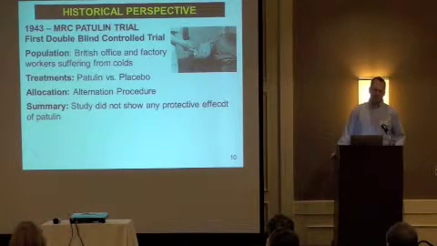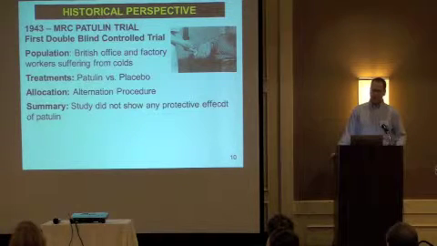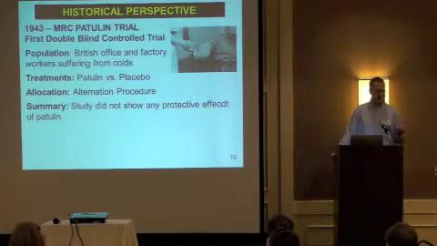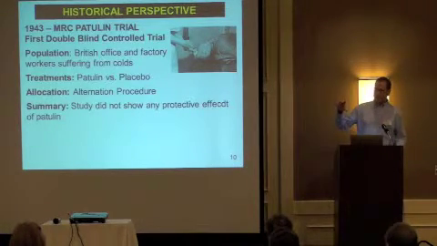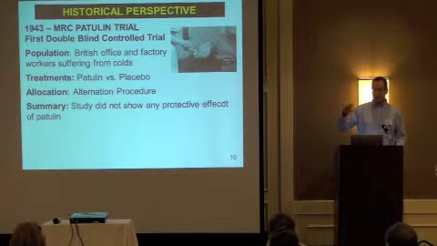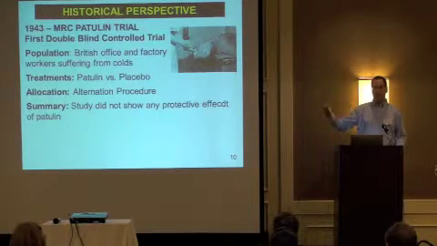In 1943, there was a study done out of the UK. It is often known as the first double-blind controlled trial. This was a trial of British office and factory workers who were suffering from a cold, with Patulin as the intervention versus placebo. And what they did here was an alternate procedure.